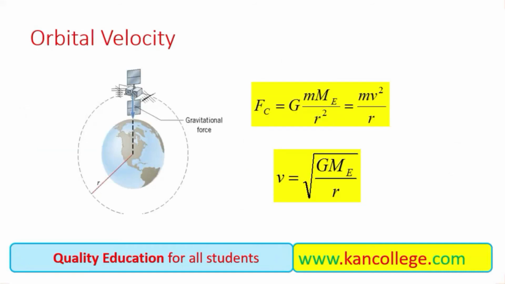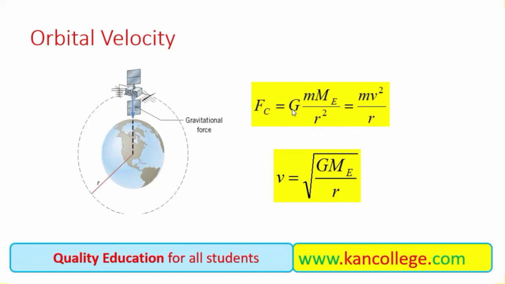Now we find the radius of this geostationary orbit. To find it, first of all, we have to calculate the orbital speed of the artificial satellite. This satellite is moving in circular motion, so it has a centripetal force of value mv square over r, and this centripetal force is provided by the force of gravity.